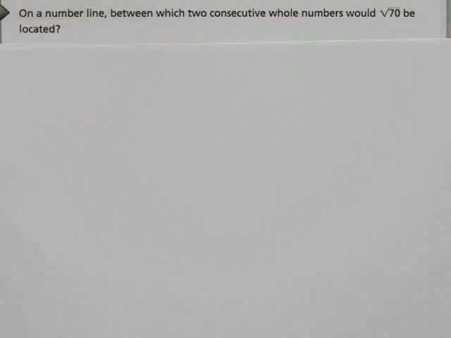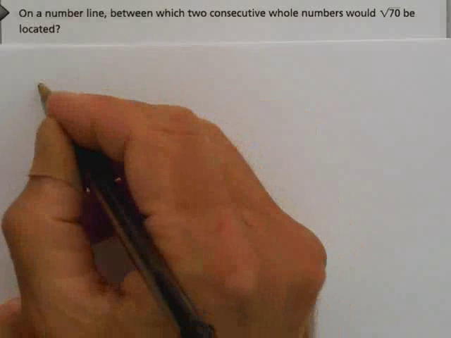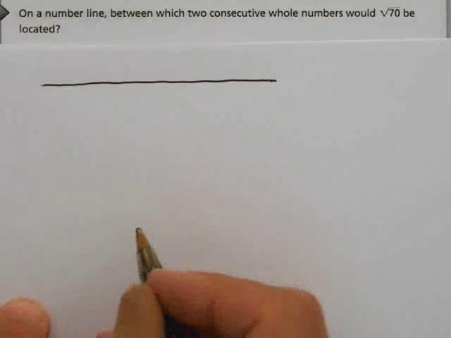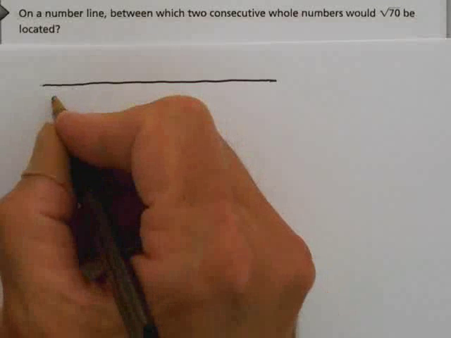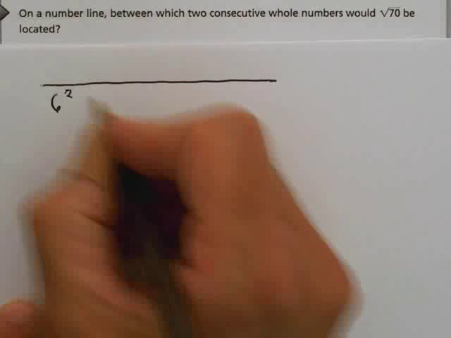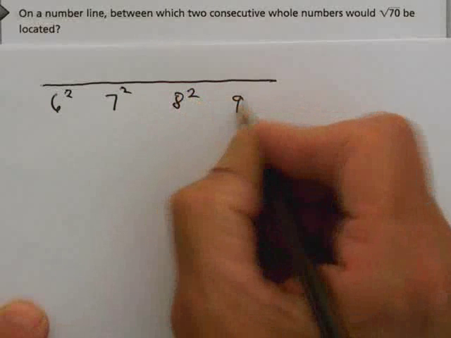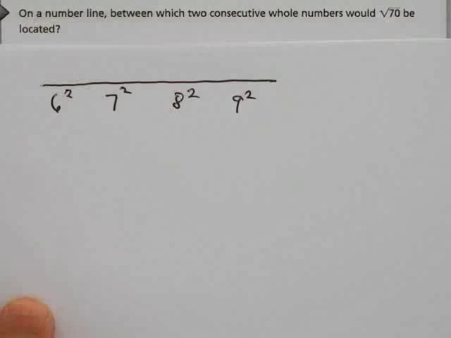70 be located? All right, so we're trying to find where on a number line the square root of 70 would be. So perhaps the easiest thing to do would be to make a little bit of a dual number line. What I'm going to do here is take 6 squared, 7 squared, 8 squared, 9 squared, and I'm going to stop there. On the top part of my number line, I'm going to put what the products would be. Let's see what they would be.